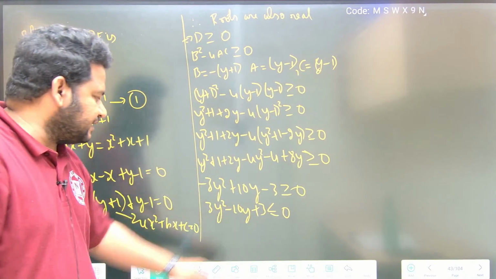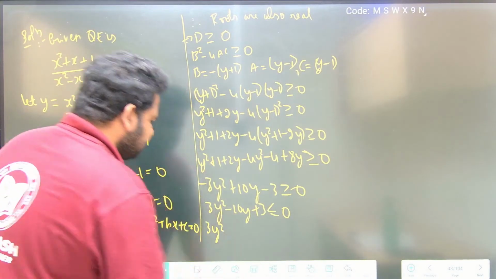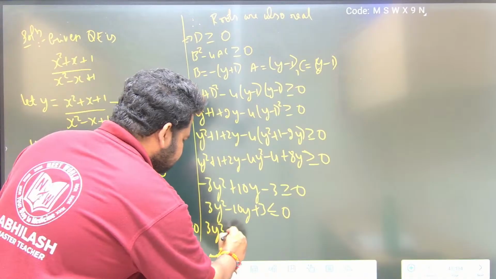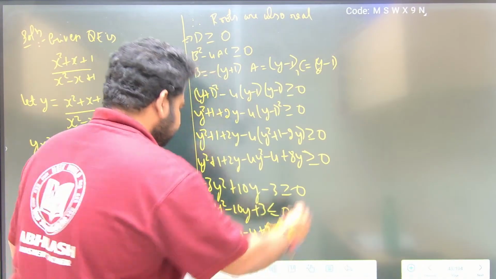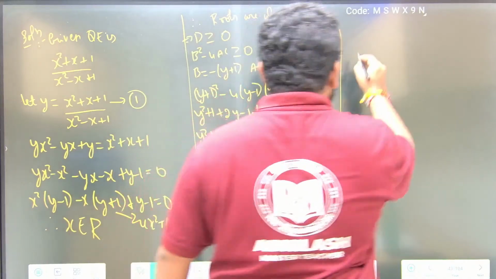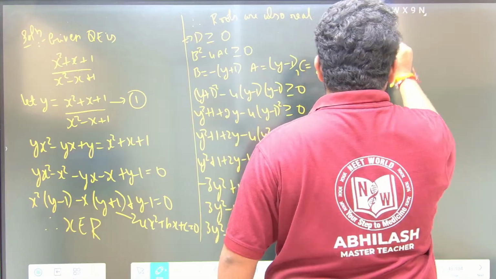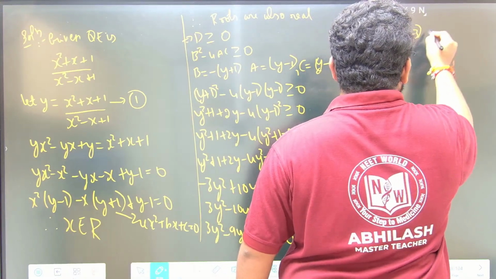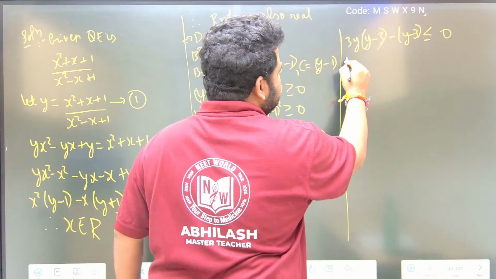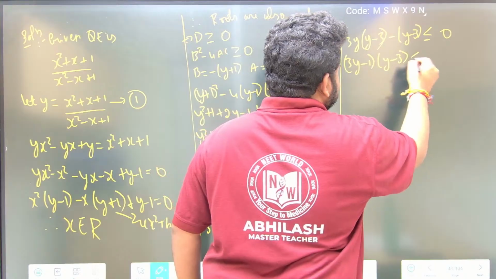Now see what I can write. This I can write as 3y square minus 9y minus y plus 3 is less than or equal to 0. Now what I can take common, friends? I can take 3y common. This will become y minus 3. Okay, what will this become? Minus, if I take common, y minus 3 is less than or equal to 0. I will have 3y plus 1 into y minus 3 is less than or equal to 0.